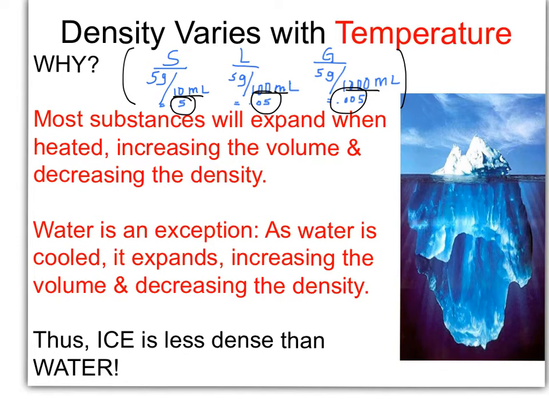But water is an exception. As water is cooled, it expands, increasing the volume and decreasing the density. So when we're talking about solid versus liquid versus gas of water, we're going to find that the gas is still going to be the least dense, but the liquid will be the most dense, and the solid will be in between. Thus, ice is less dense than water.